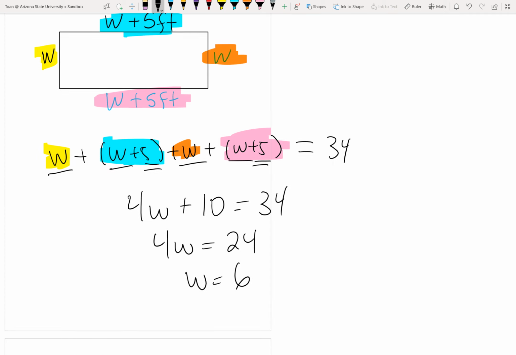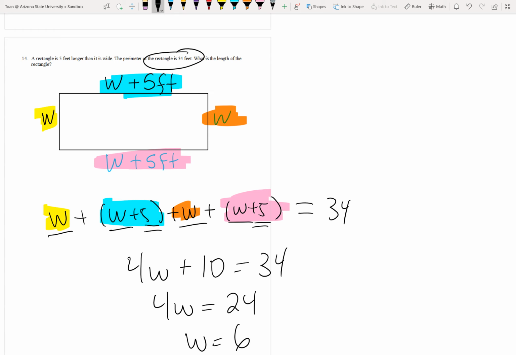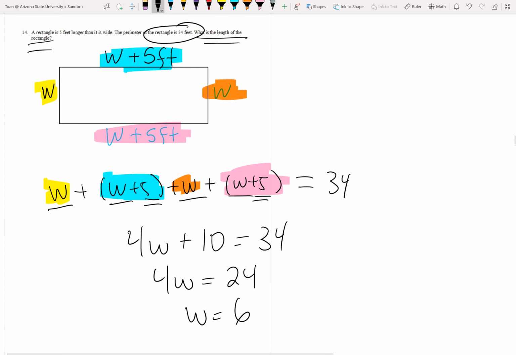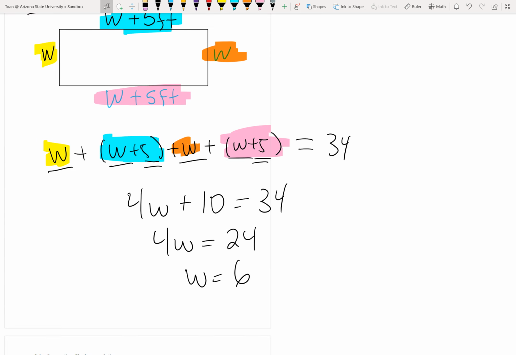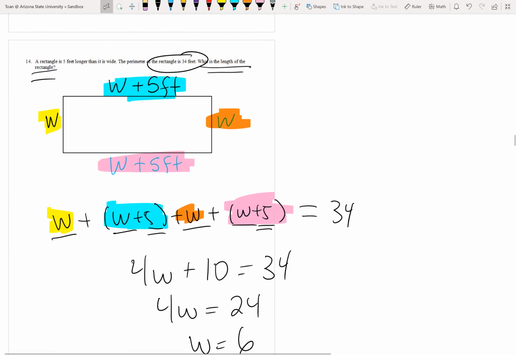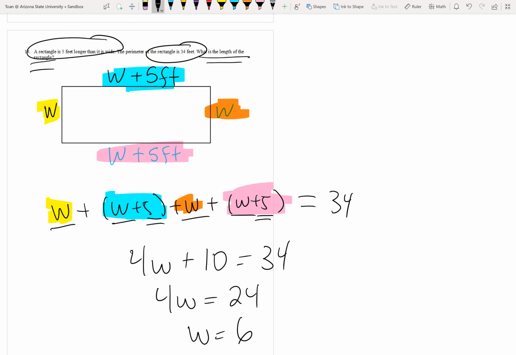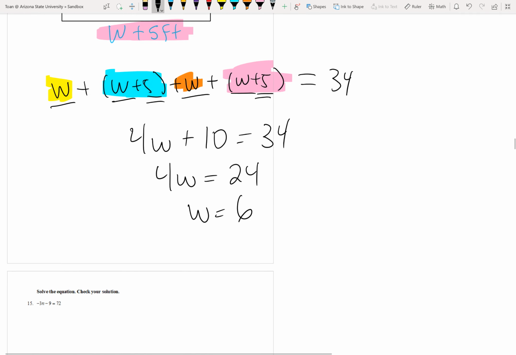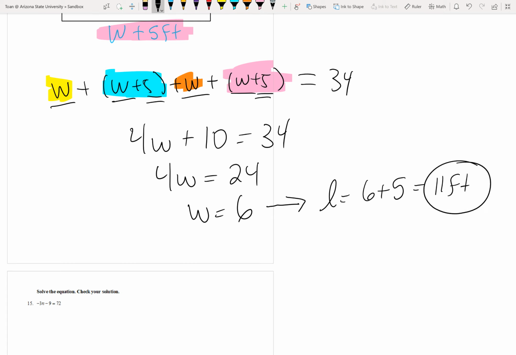What does the question actually ask us? It asks us for the length. So we found the width, which is not what they wanted us to know. But what did they say originally? The length is 5 feet longer than its width. So if width is 6, then the length is 6 plus 5 feet. It's 5 feet longer, which is 11 feet.